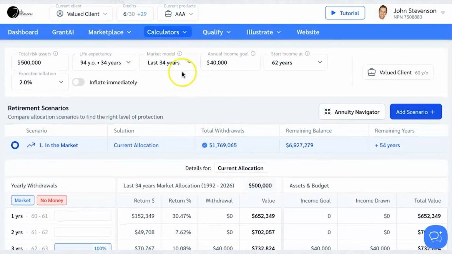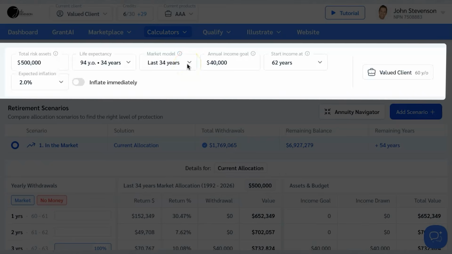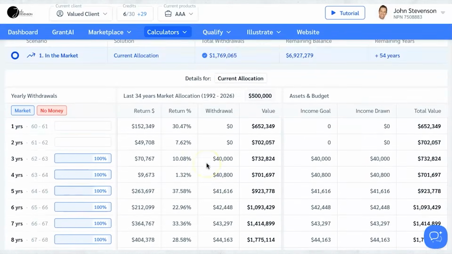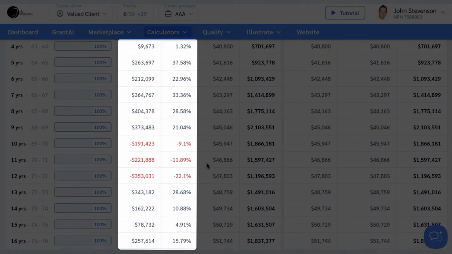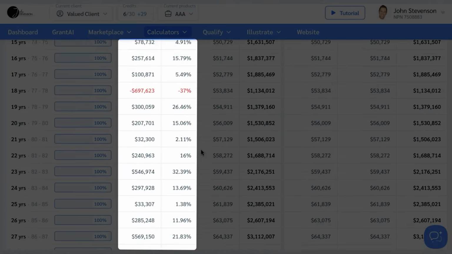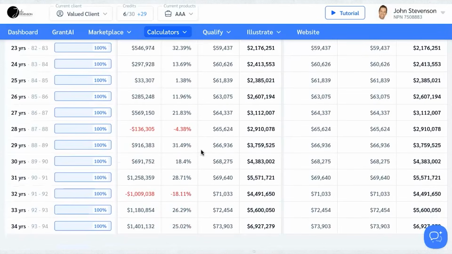And so here's the thing: you don't know what's going to happen, but you have to realize that it's probably not going to be exactly like the last 34 years. It's probably not going to be exactly like the worst 34 years, okay? But you do need to realize that it will happen. You will have years where it's up and you'll have years where it's down, and it's down badly, okay? So that's what you have to think about: how's that going to work?